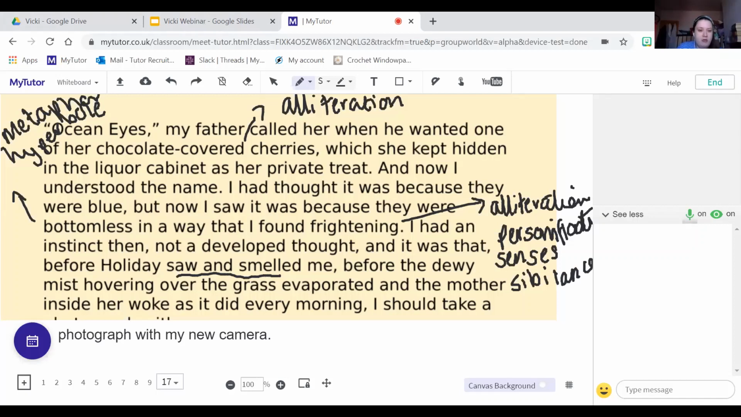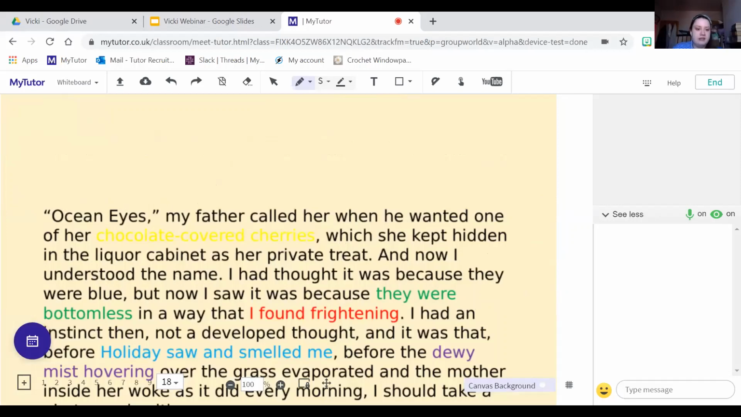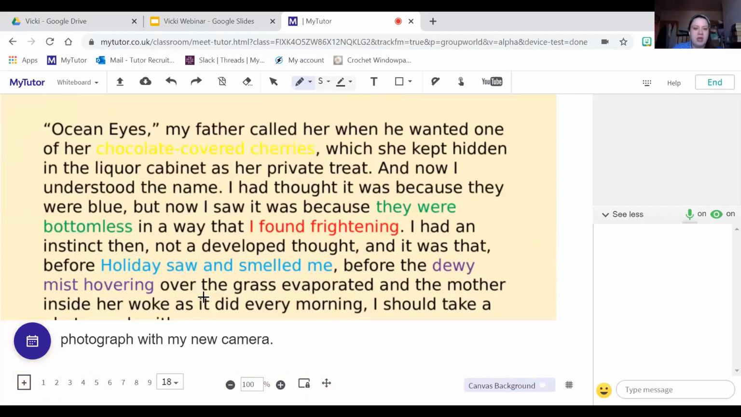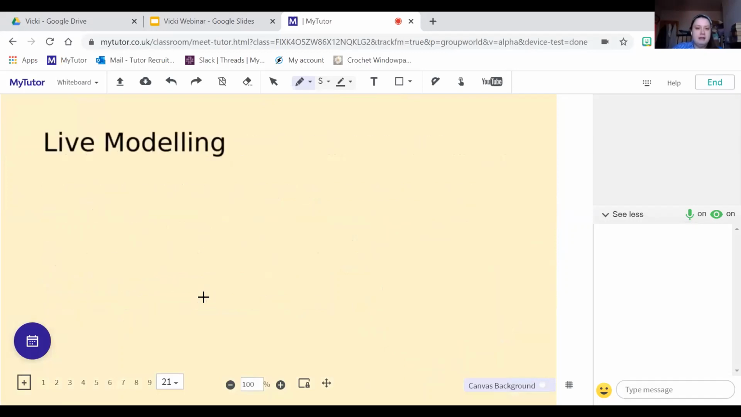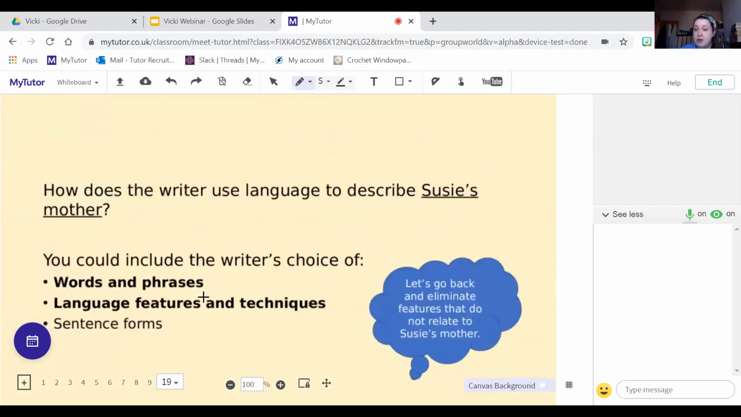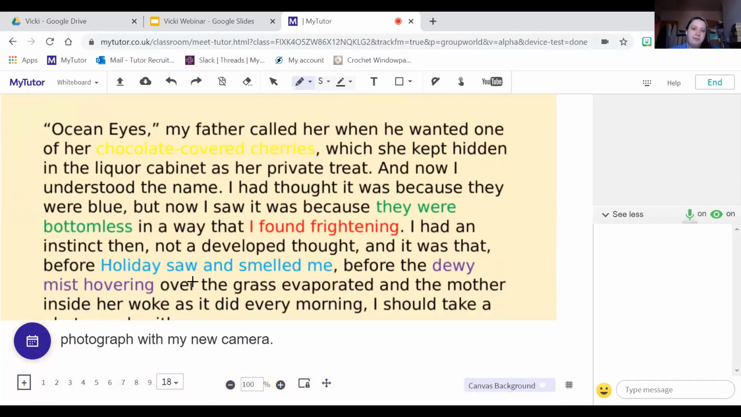Before the dew mist hovering over the grass, so we've got more personification there, evaporated and the mother inside her woke as it did every morning. I should take a photograph with my new camera. Right, so I think that is everything there that we have looked at. So let's go back and eliminate some features. So first of all, we need to eliminate the ones that aren't related to Susie's mother, or at least in her description.